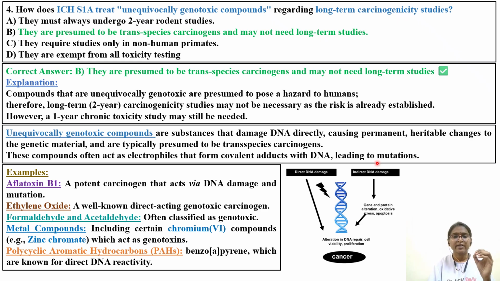I have listed out some examples here. So we have example aflatoxin B1. Some questions with respect to B1 also you'll be getting in your options. Ethylene oxide, very much regulatory, FDA or EMA, they keep questioning about ethylene oxide. Okay, we have formaldehyde, acetaldehyde also, the solvent also you'll be getting. Chromium and zinc also you'll be getting in metal impurities, and polycyclic aromatic hydrocarbons, that is benzo[a]pyrene.